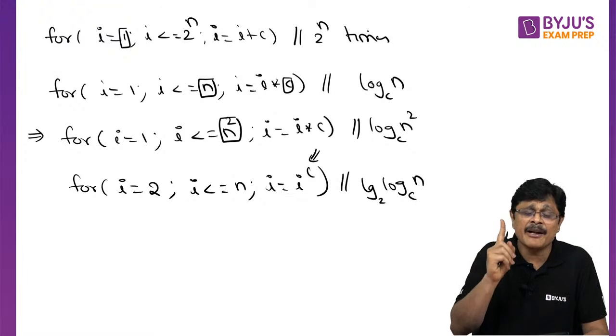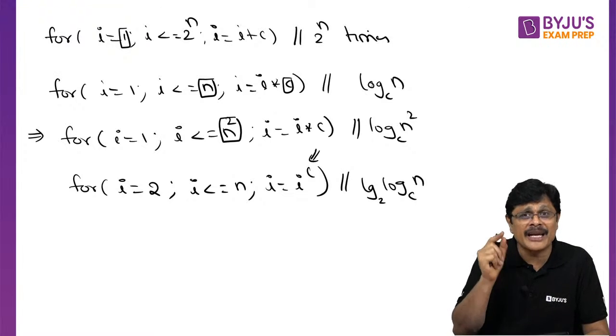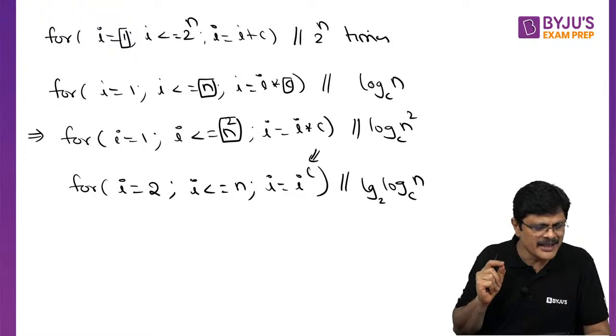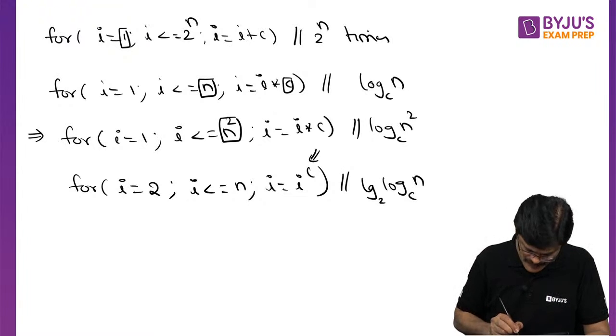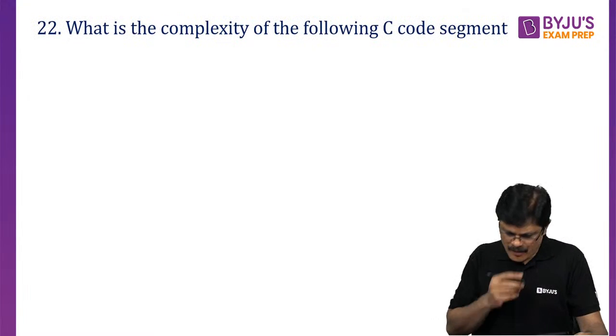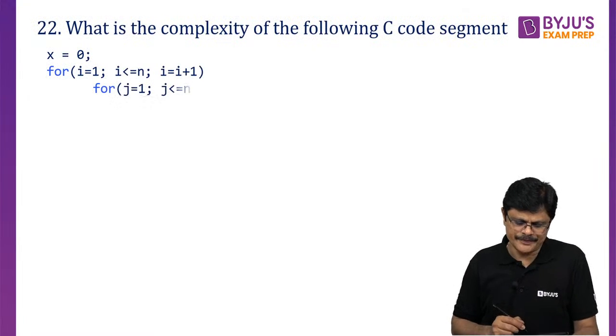I have given the derivation in time complexity part 1. I have given derivations also. Am I clear? Okay, wonderful, Prashant. Very good. Now let us see the next problem. What is the time complexity of this code?